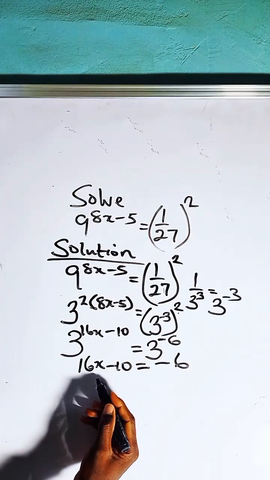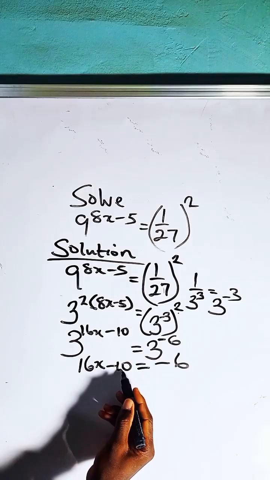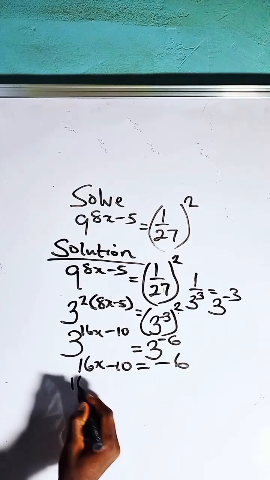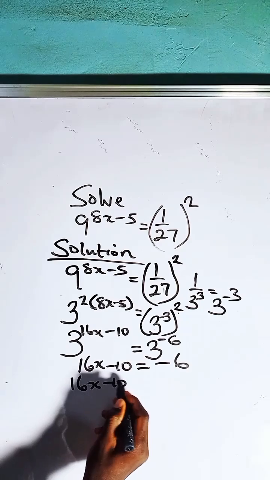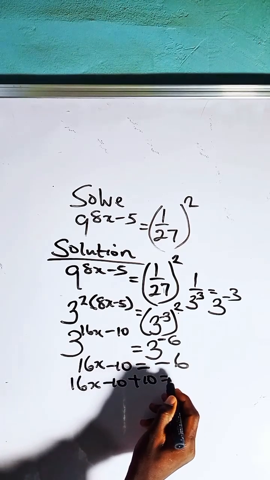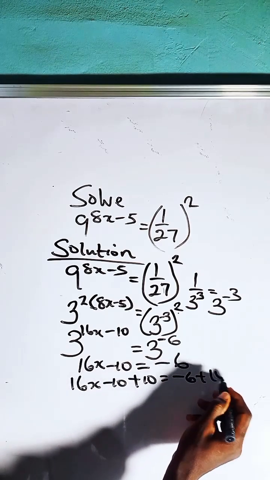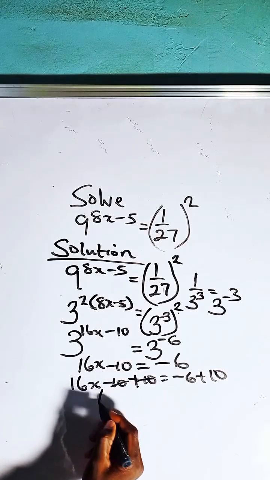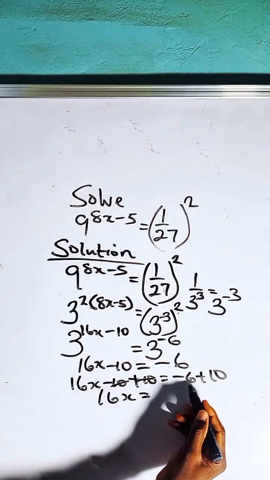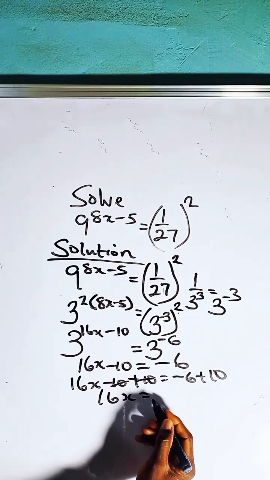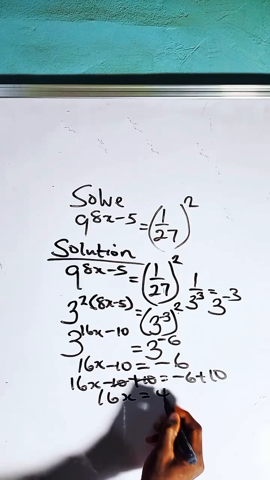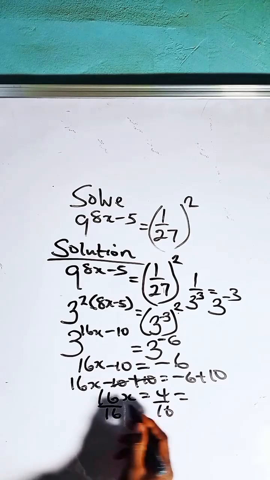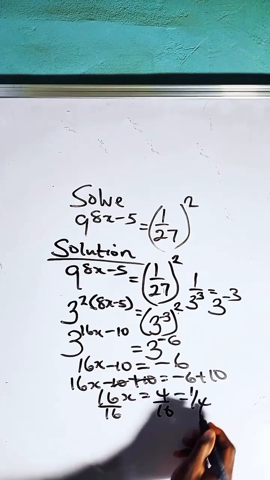For this, we can add 10 to both sides. So we have 16x minus 10 plus 10 equals minus 6 plus 10. So this is out, that is 0. So we have 16x equals, for minus 6 plus 10, we have 4. When we divide both sides by 16, which is the coefficient of x, we have x as 1 over 4.